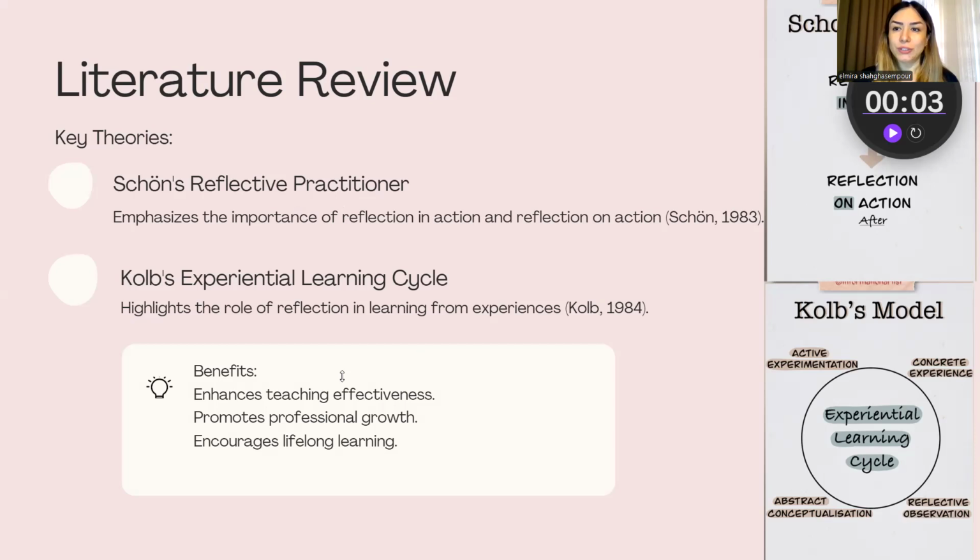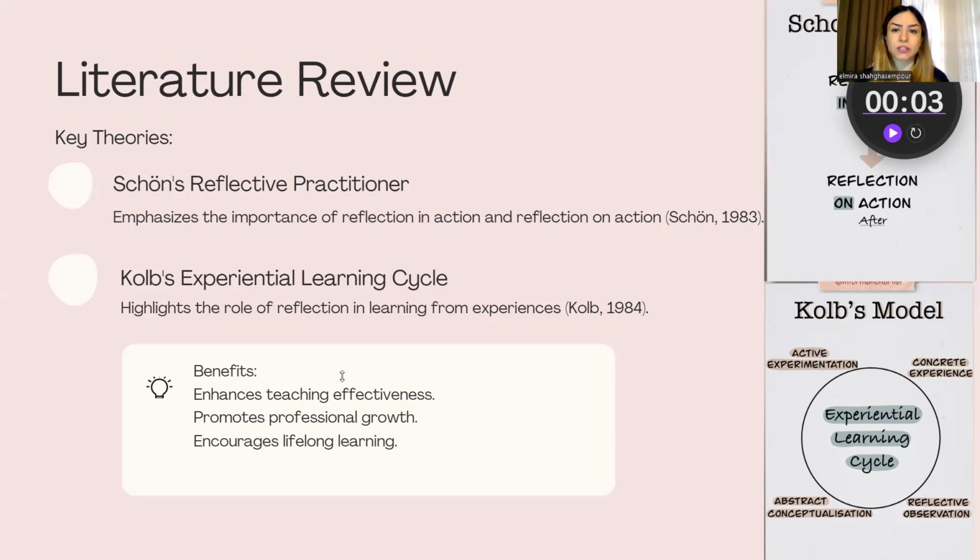For example, during a lesson, you might notice some students aren't engaged and decide to change your approach on the spot, which happens a lot to us every day. Which is like reflection in action. Later, you might review the lesson and think about what you could do differently next time, which is reflection on action. So the one that you decide on the spot is in action, and the one that you do later on is on action.